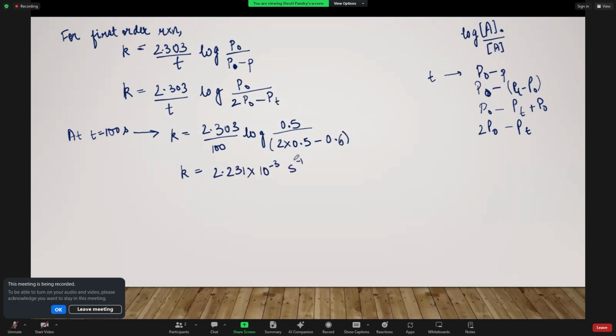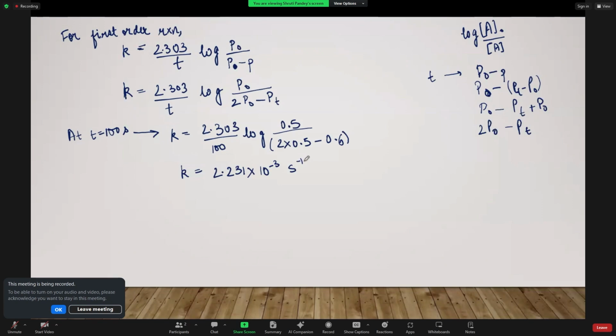Per second because first of all the unit of the rate constant for the first order reaction is time inverse, और क्योंकि यहाँ पे seconds में time दिया है, so that is why this is per second. 2.231 into 10 to the power minus 3.